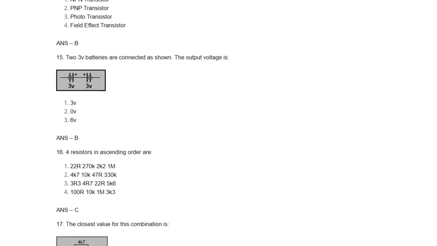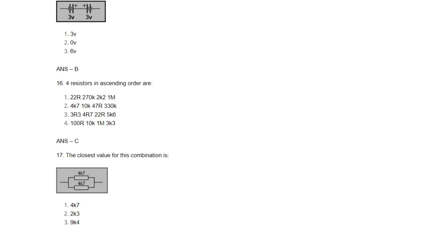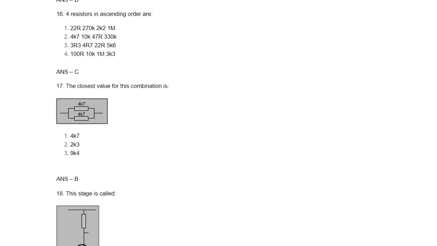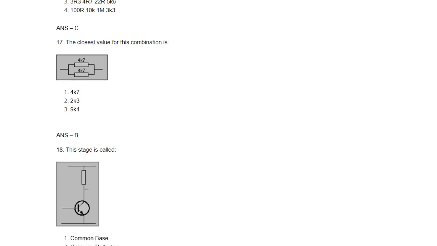15. Two 3V batteries are connected as shown. The output voltage is what? The output voltage is 0 volt. Resistors in ascending order: see the third option, 3R3, 4R7, 22R and 5K6. These are in ascending order. The closest value of this combination is 2K3. It is the closest value.